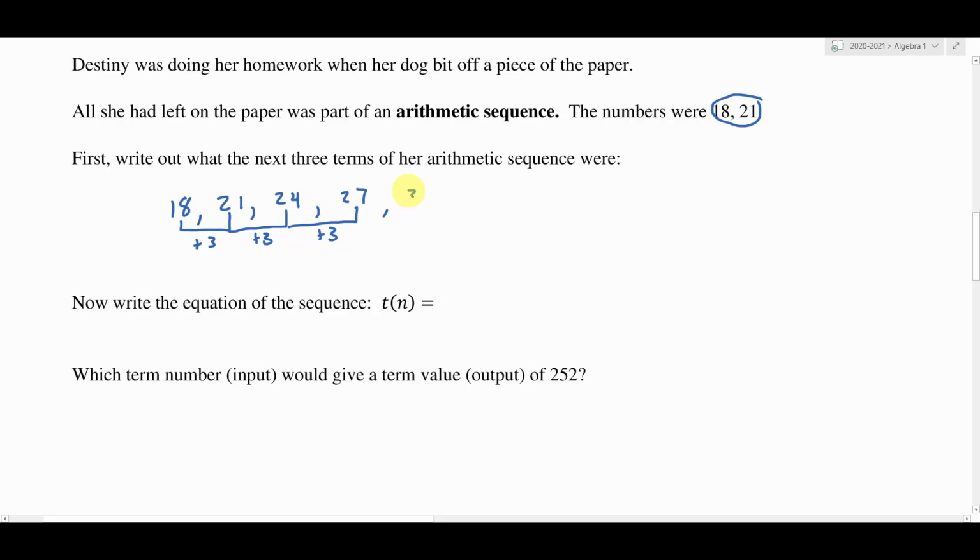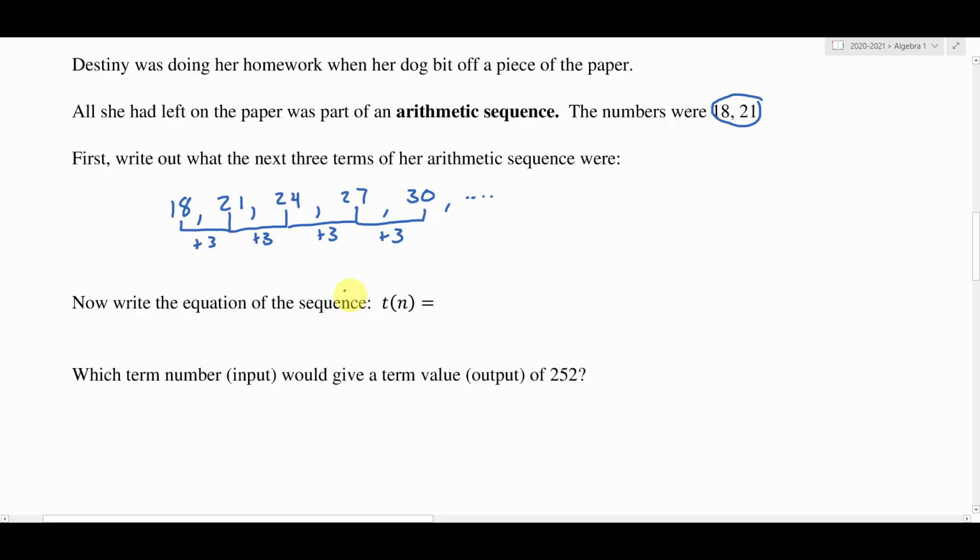Right? And then I would do it again, and I would get 30. Right? I'm just adding 3 each time. And that's what they wanted. They just wanted me to write out the next 3 terms. So there they are, 24, 27, and 30. And then I know that this sequence would continue on forever.